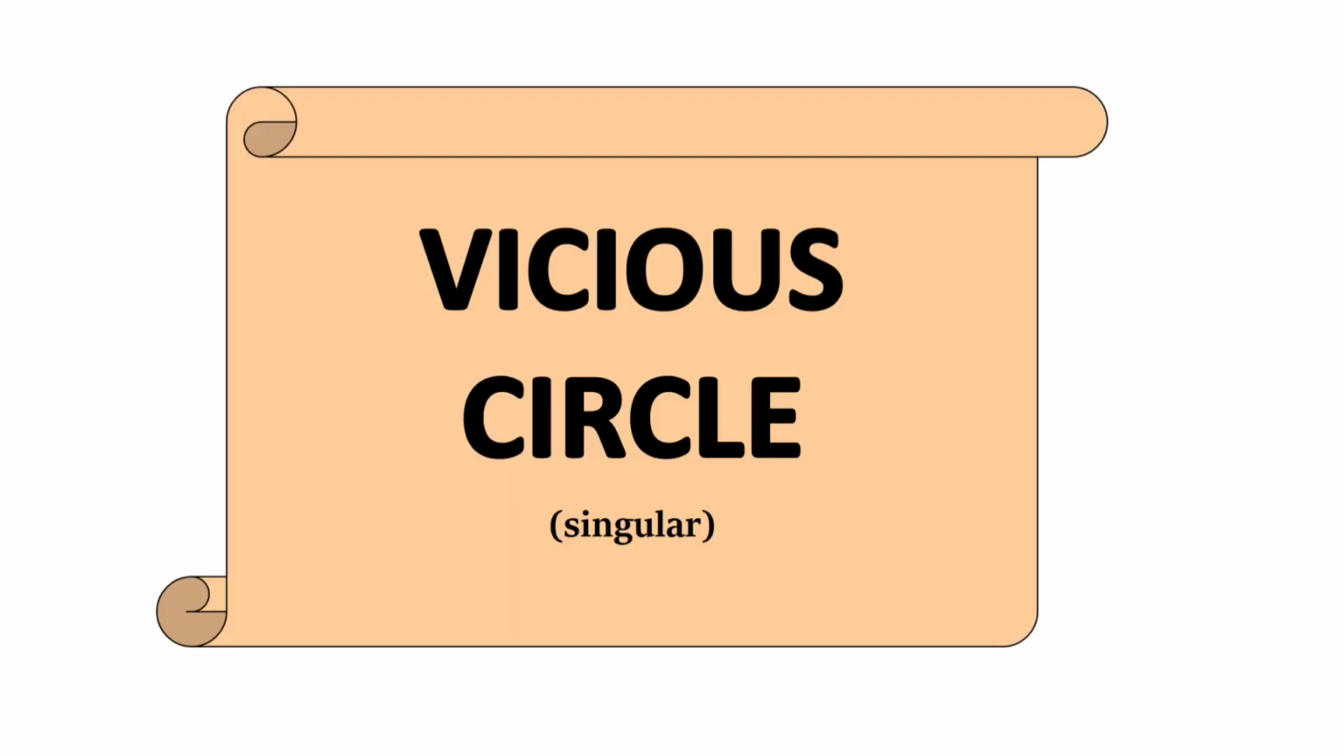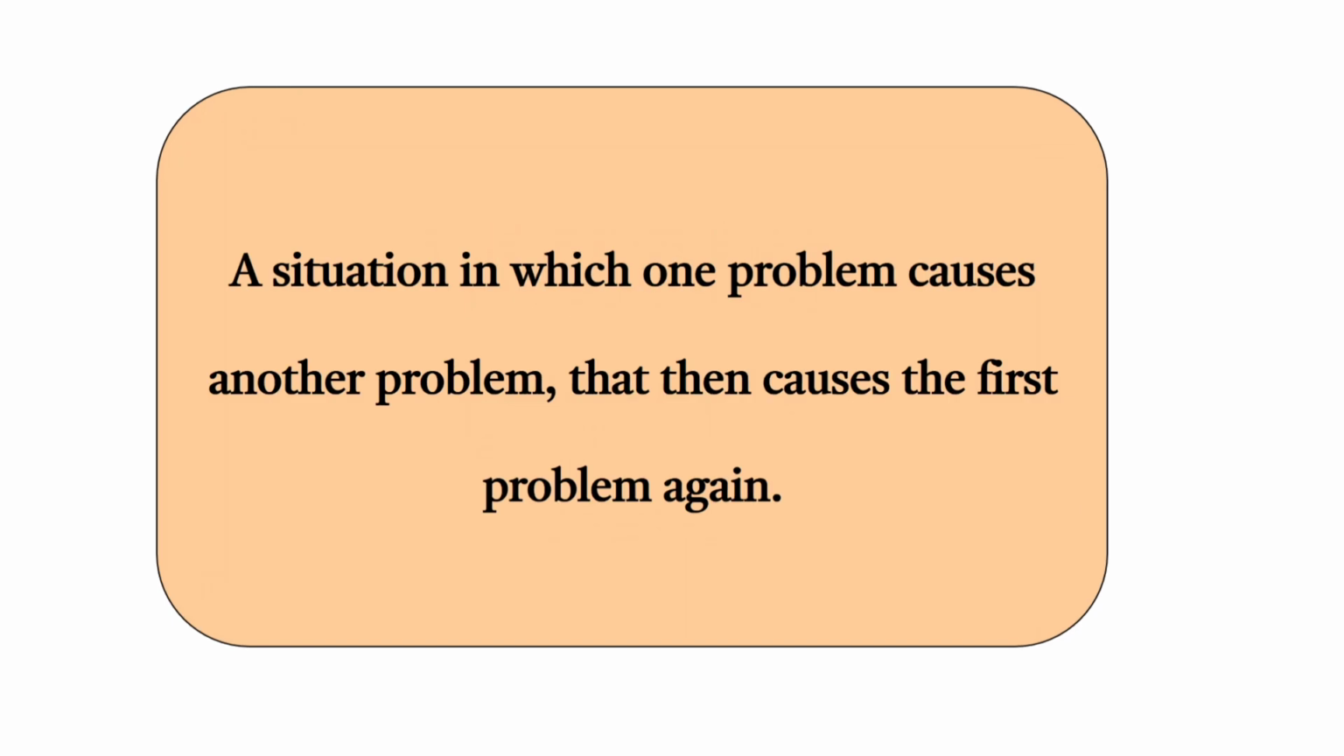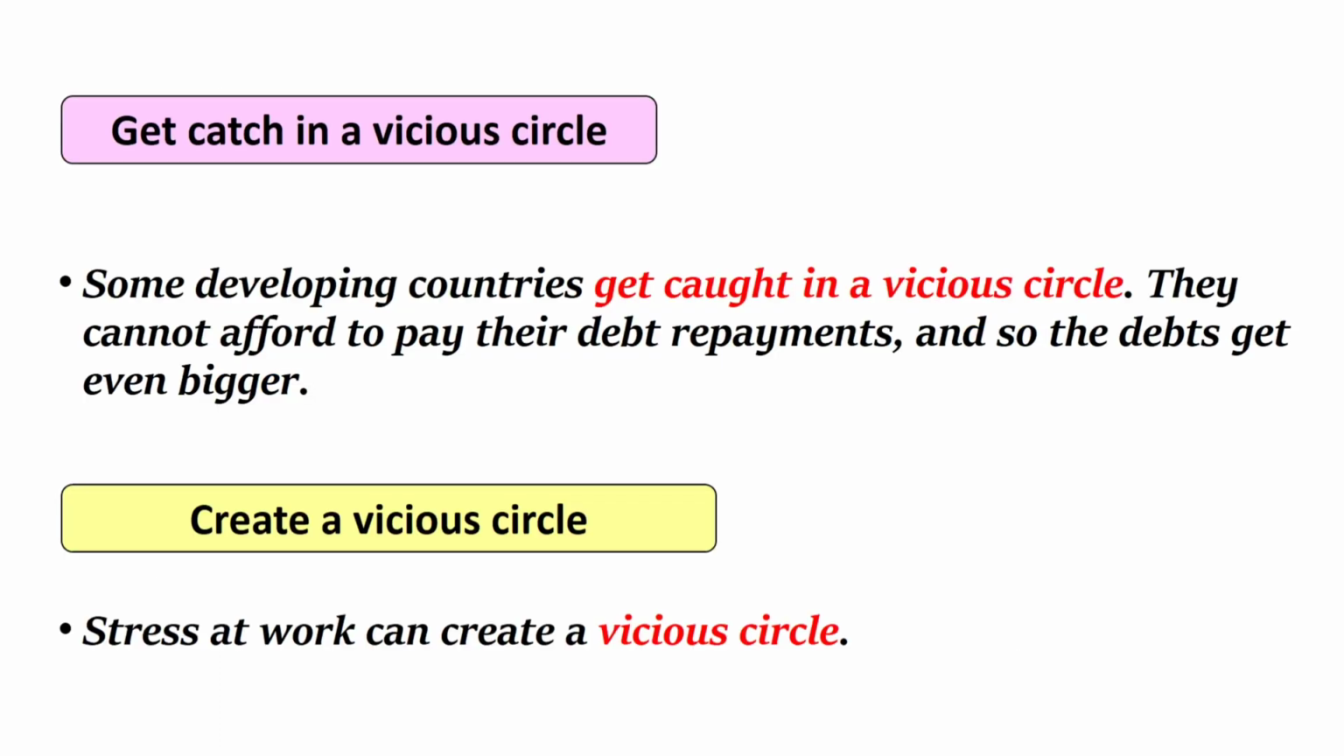The next word is vicious circle. It is singular. A situation in which one problem causes another problem, that then causes the first problem again. Get caught in a vicious circle. Some developing countries get caught in a vicious circle. They cannot afford to pay their debt repayments, and so the debts get even bigger. Create a vicious circle. Stress at work can create a vicious circle.